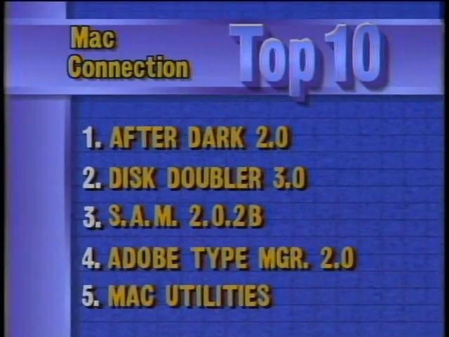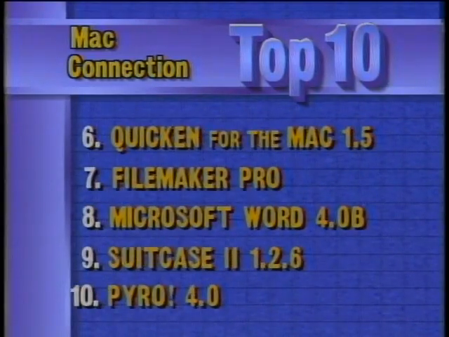Taking a look at this week's top software titles for the Macintosh, Mac Connection reports that After Dark from Berkeley Systems is still in the #1 slot. Disk Doubler moved up to second, followed by SAM and Adobe Type Manager. In 5th place this week is Mac Utilities from Peter Norton. Completing the top 10 list are Quicken for the Mac, FileMaker Pro, Microsoft Word, Suitcase 2, and Pyro, both from 5th Generation.